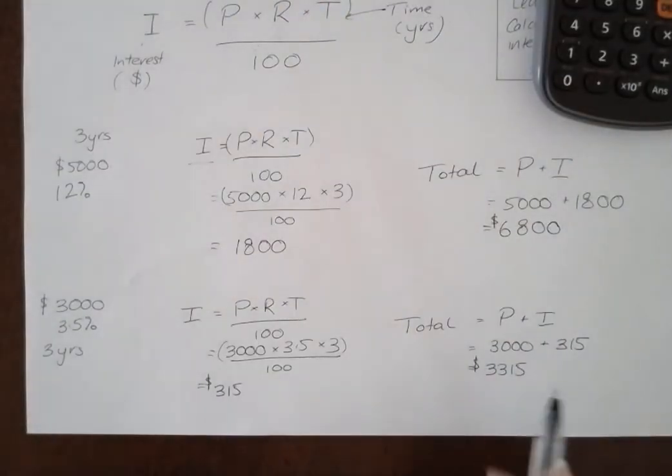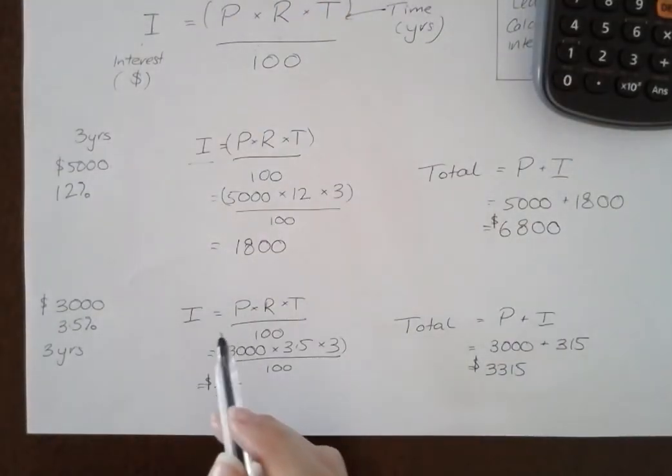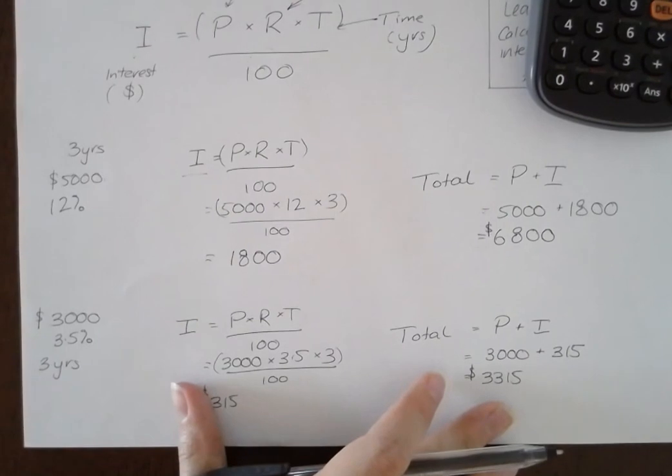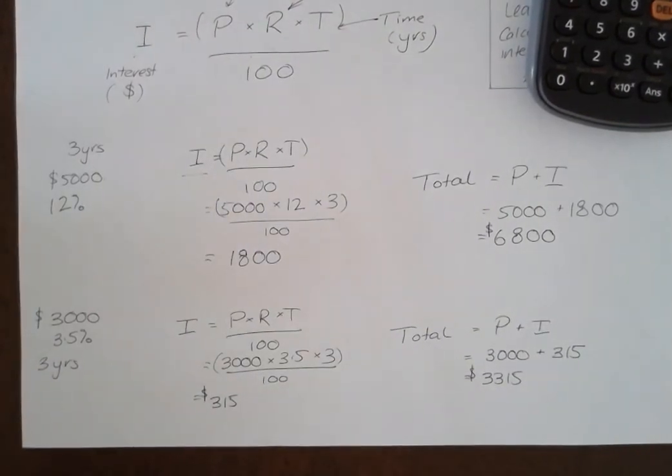3,315. So we can see that this formula gives us exactly the same answers, but in a shorter way, and it's a bit quicker to do. We need to do our tables first to understand exactly what interest is, or how interest is accruing each year.